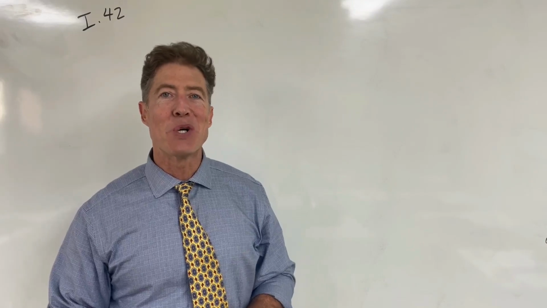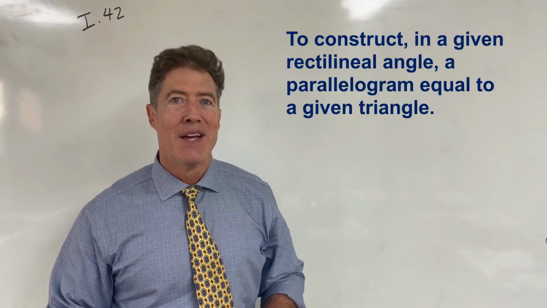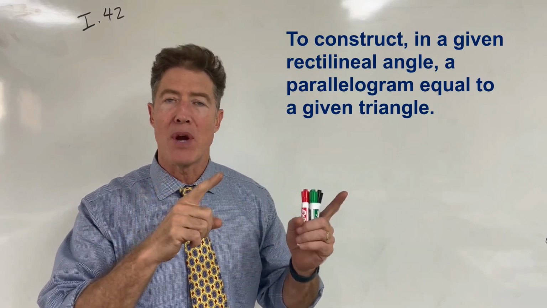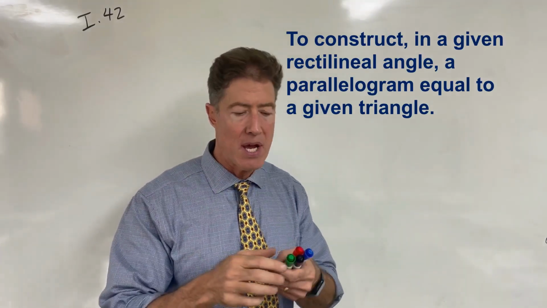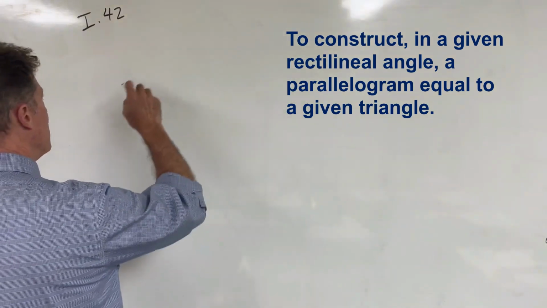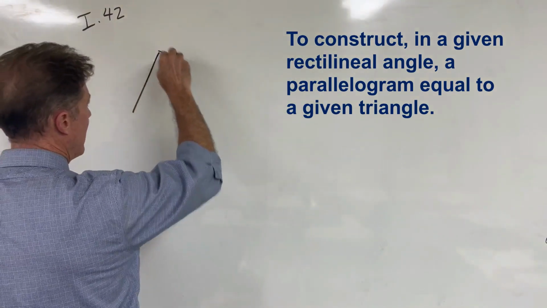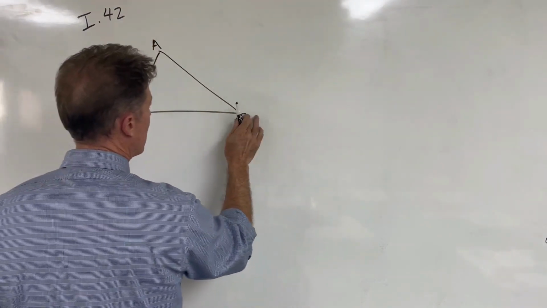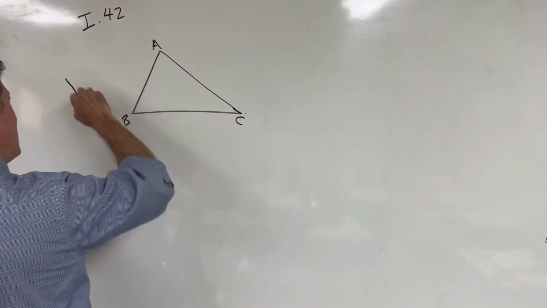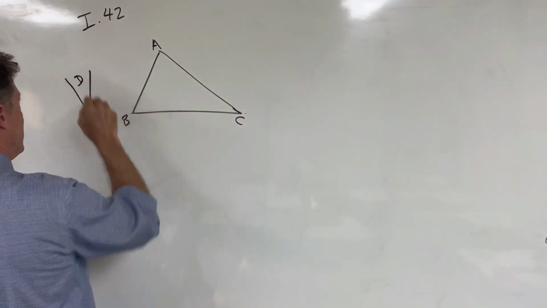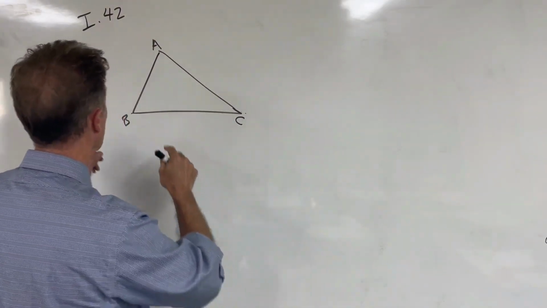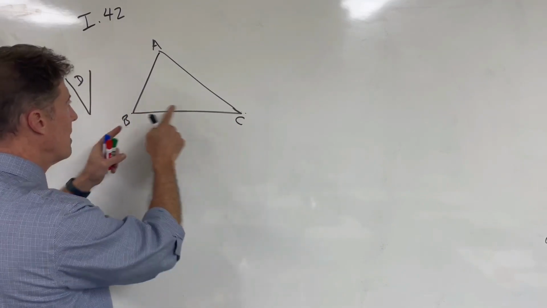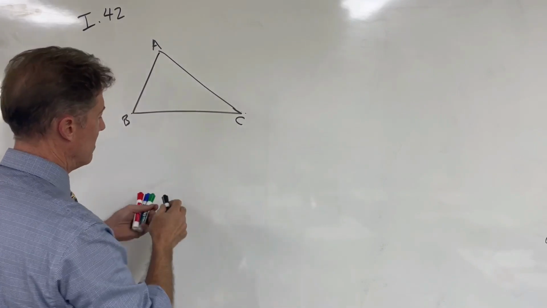Euclid's Elements, Book 1, Prop 42. To construct in a given rectilineal angle a parallelogram equal to a given triangle. So we have two givens here. We have a triangle, ABC, and let's have a given angle, call this angle D. So we're supposed to construct a parallelogram using this angle that is equal to our given triangle.